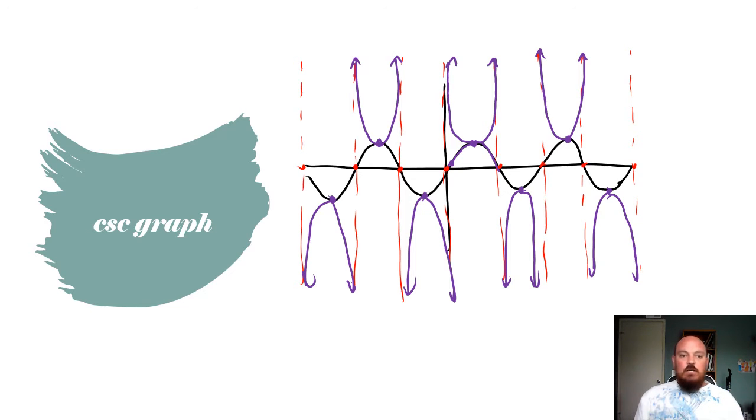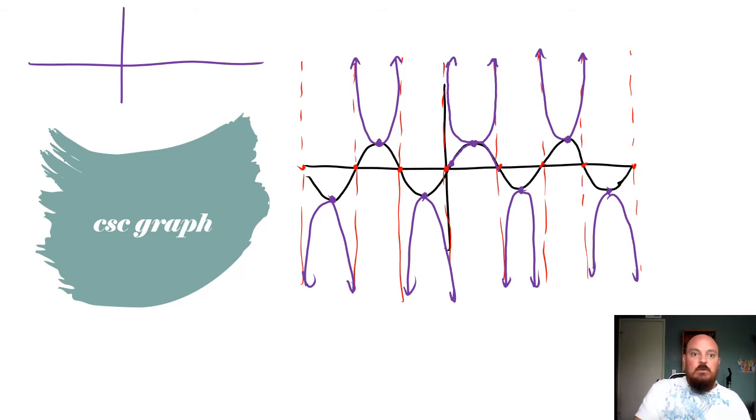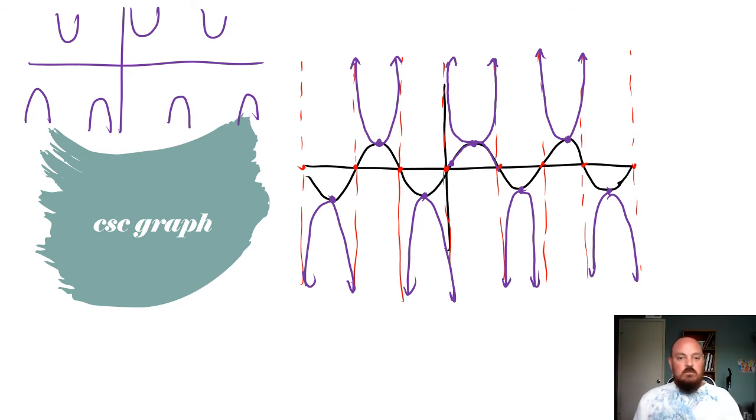But the graph itself, if I just drew cosecant x without using sine to draw it, it would look something like this. It would just have those alternating U shapes like this, and nothing else. So that's really what it looks like. But we use the graph of sine and those vertical asymptotes to help us see the shape.